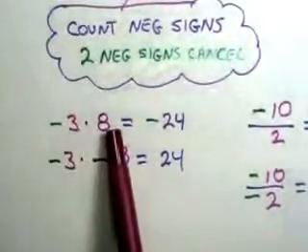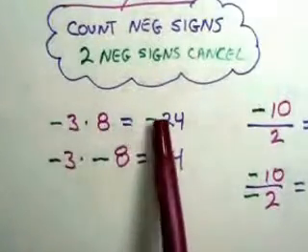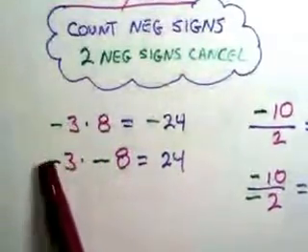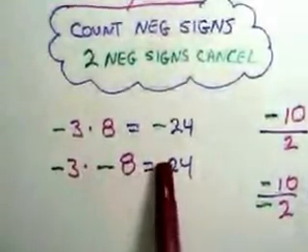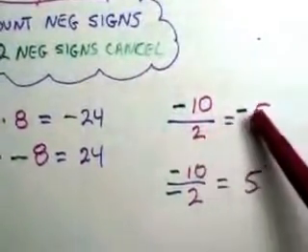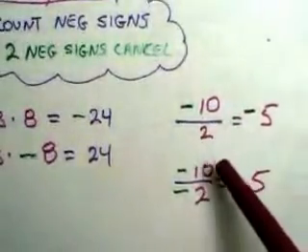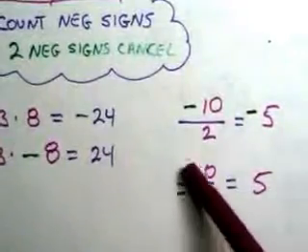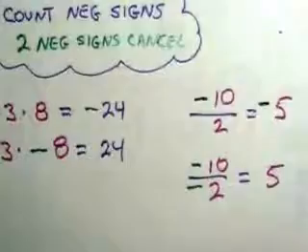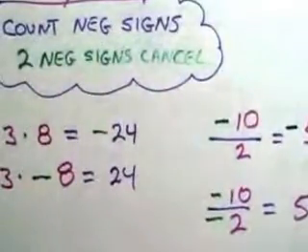negative 3 times 8, 3 times 8 is 24, but there's only 1 negative sign. Therefore, the answer is negative. 3 times 8 is 24. There are 2 negative signs. 2 negatives cancel when multiplying or dividing. Now here, if I'm dividing, 10 divided by 2 is 5. There's 1 negative sign. The answer is negative. Here, 10 divided by 2 is 5, but there's 2 negative signs. 2 negative signs cancel. All right, so that's just it. And multiply and divide, 2 negatives cancel.